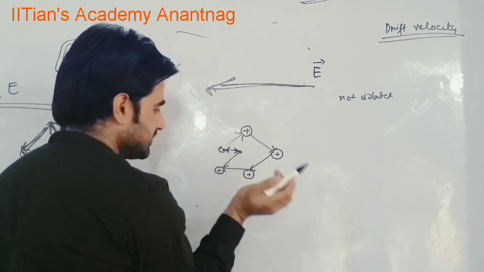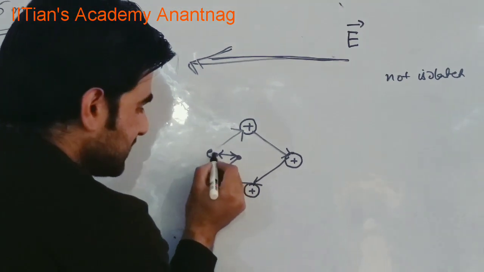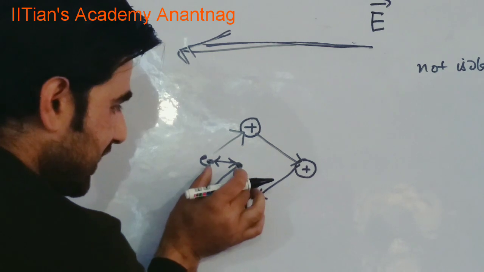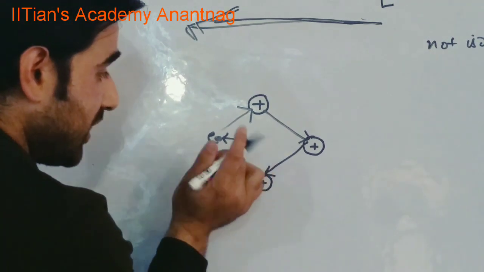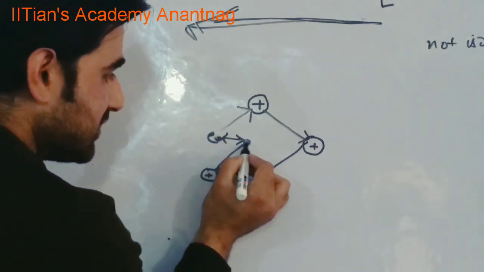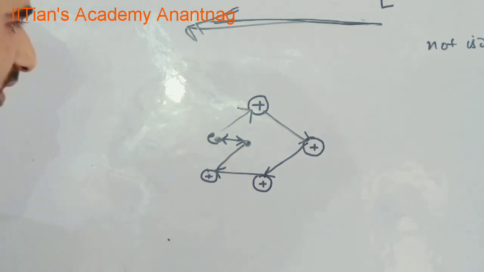I will suggest my cameraman to have zoom over it. Now this is the net displacement. Since there is net displacement opposite to the direction of field, therefore there is net drift. Initially electron was here, now it is here. Since there is net drift, this velocity we call as drift velocity.